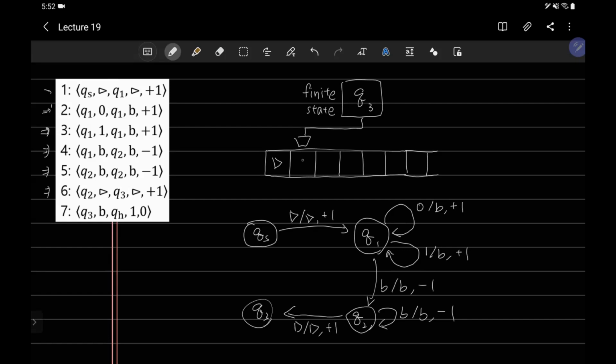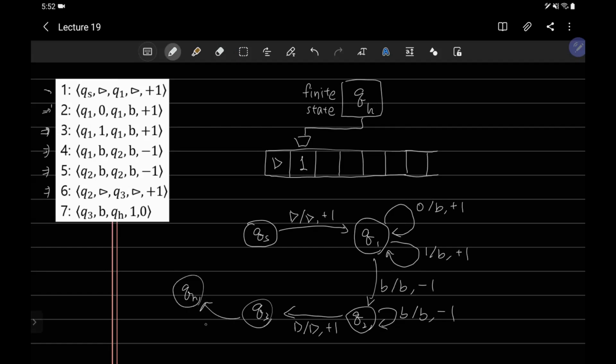And finally, what happens is at the state of Q sub 3, it reads the blank here, and then the finite state will be updated to Q sub halt. And then the value here will be updated to the 1, and then it won't move anywhere else. So this can also be shown in this way.